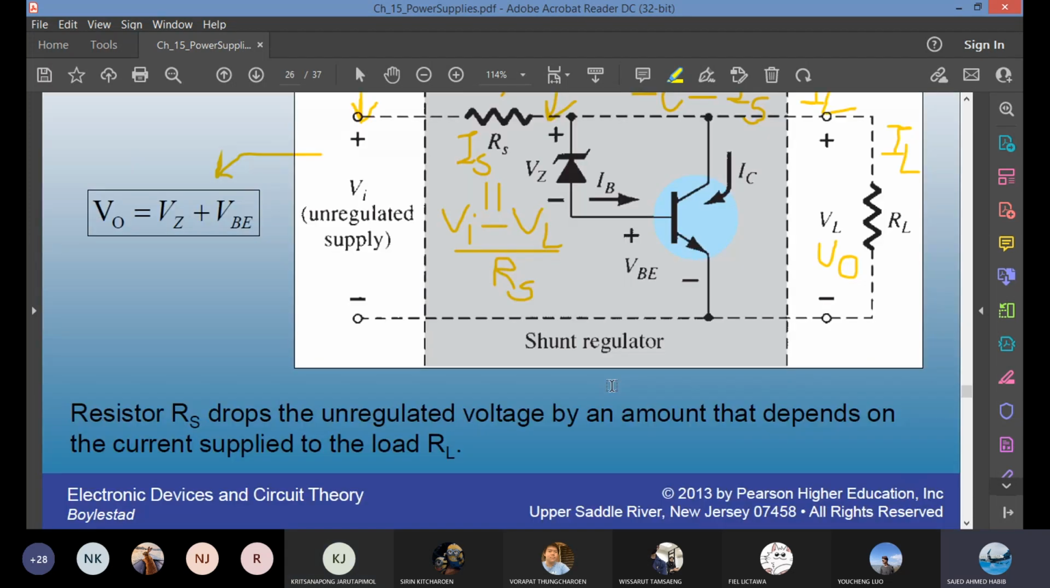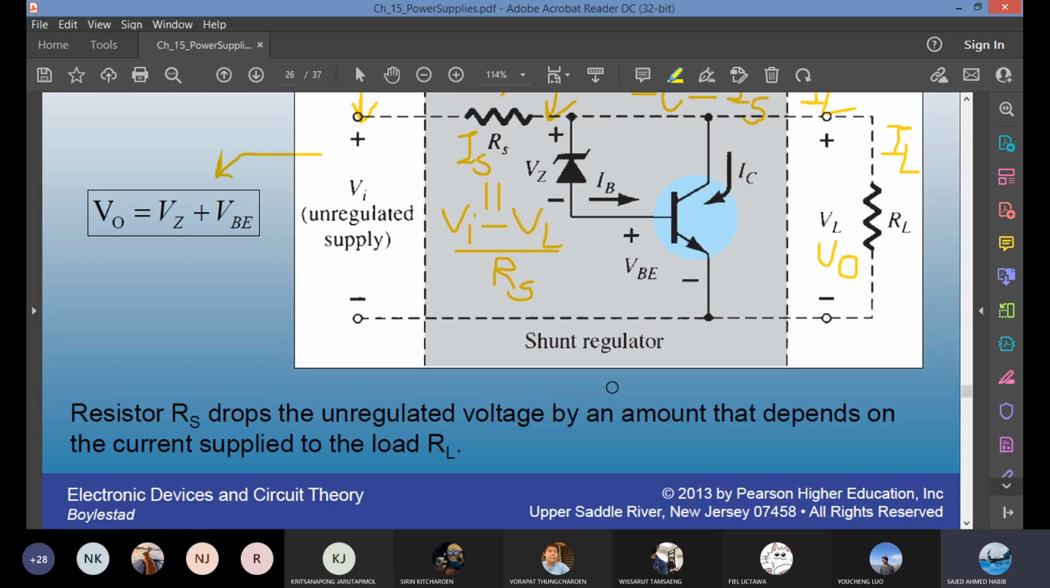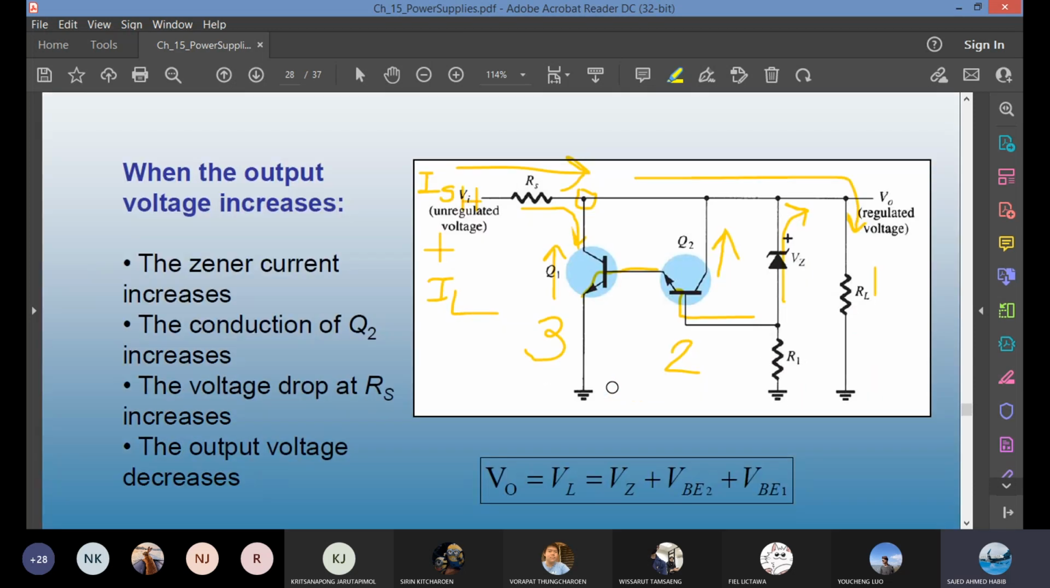We studied two types of shunt. One is single Zener, single transistor. Output is VZ plus VBE. The other has one Zener, two transistors. Vout is VZ plus 2 times VBE. We assume both transistors are silicon, so they are both 0.7. For two transistors, you have 2 times VBE voltage drop.